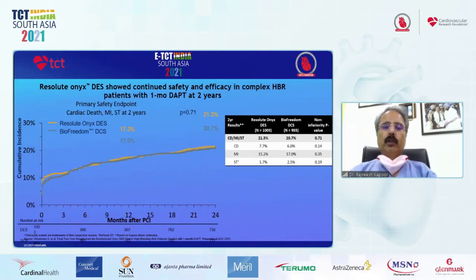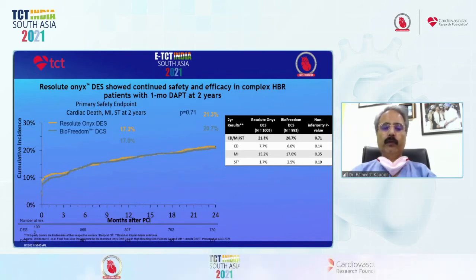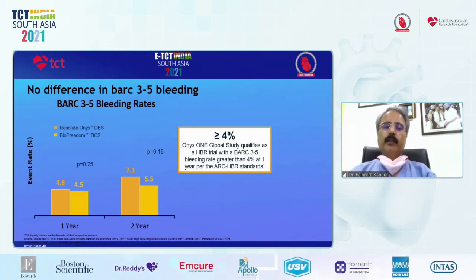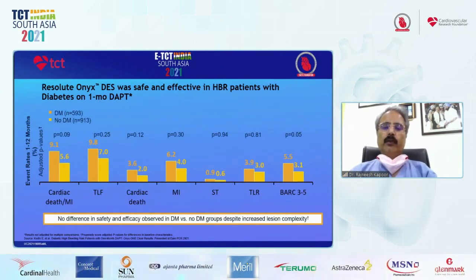Results. So it was a non-inferiority trial. It clearly established that Onyx is clearly non-inferior to Biofreedom, as both the graphs were matching even at the end of 2 years. Once we talk of composite end points of cardiac death, myocardial infarction, and stent thrombosis at 2 years. So no difference in BARC 3 to 5 bleeding rates also in both the arms. So Resolute Onyx drug-eluting stent was safe, effective in high bleeding risk patients with diabetes or no diabetes in both the arms.